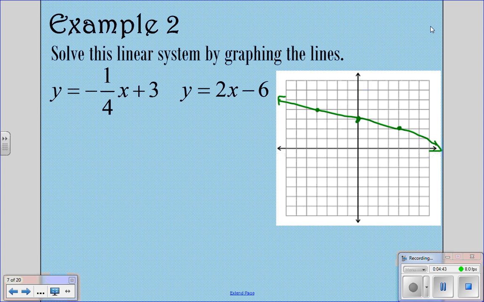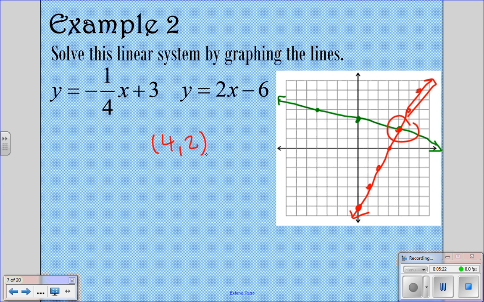So there's the first one. And then the next one, I'm going to go down to negative 6. I'm going to go up 2 and over 1. And I'm going to keep going. And so that would be what they look like if you graph them. And now to solve it by graphing, you want to know where they intersect. Well, they intersect at this point right here, which is 4, 2.